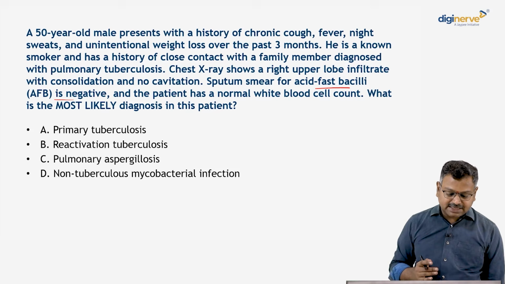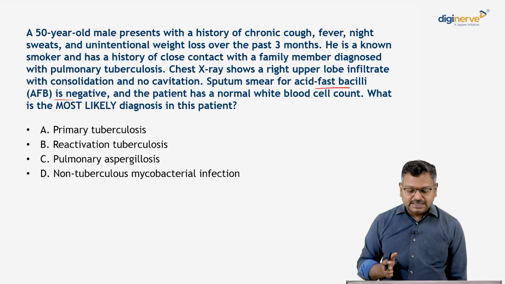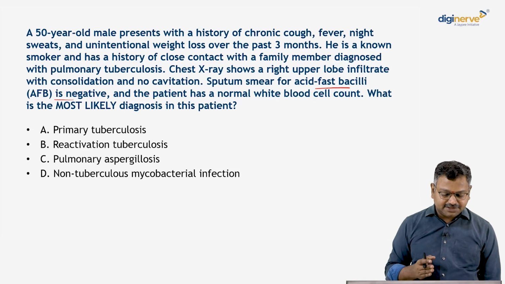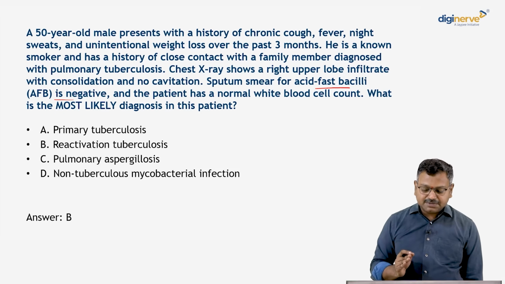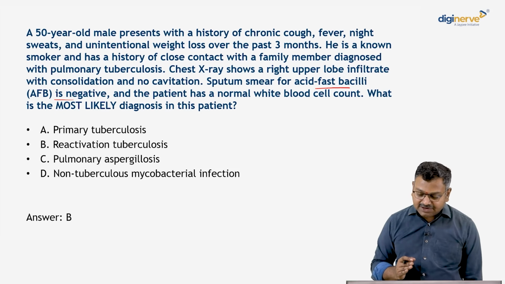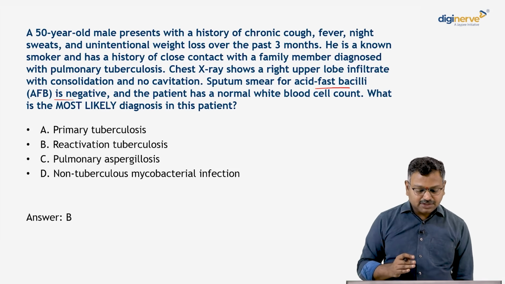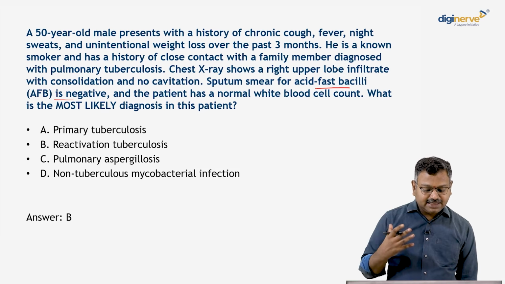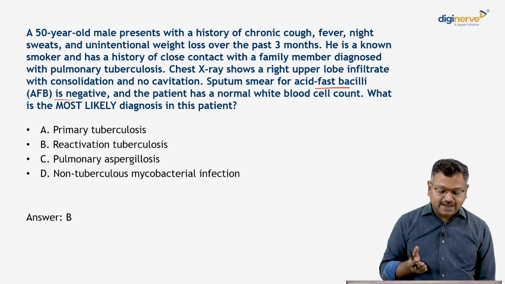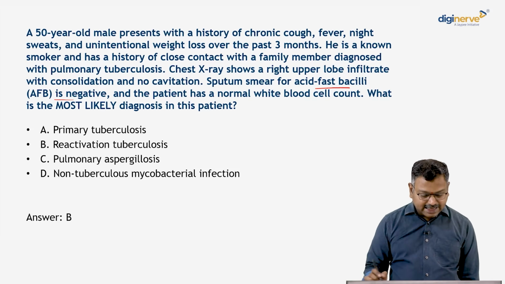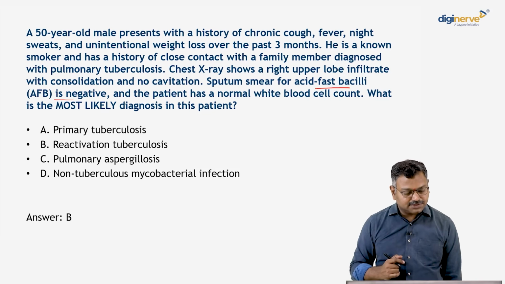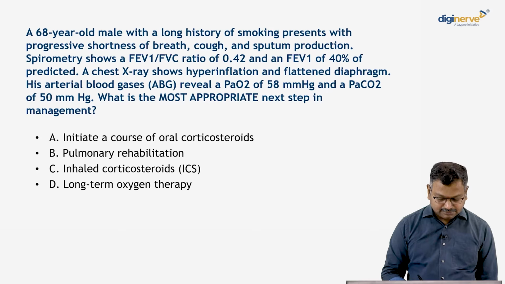Now all the symptoms are suggestive of tuberculosis. Is it primary tuberculosis, reactivation? Is it non-tuberculous? Is it pulmonary aspergillosis? This patient is having a reactivation of tuberculosis because this patient has upper lobe infiltrates, but there is no cavity and the smear is negative. So we would consider it as a reactivation of tuberculosis.